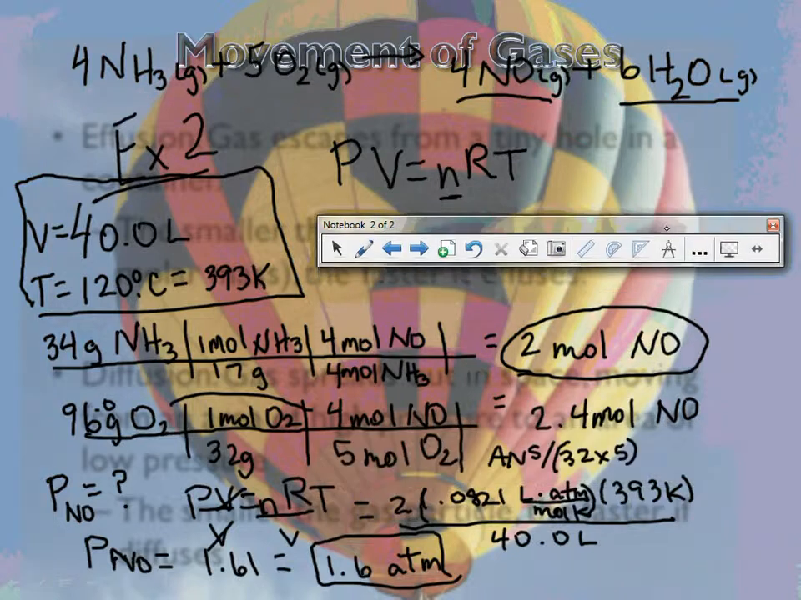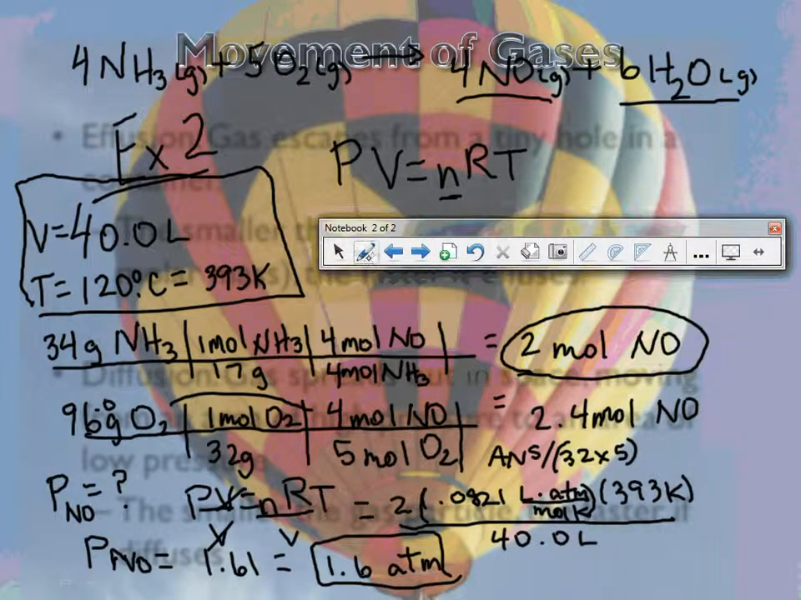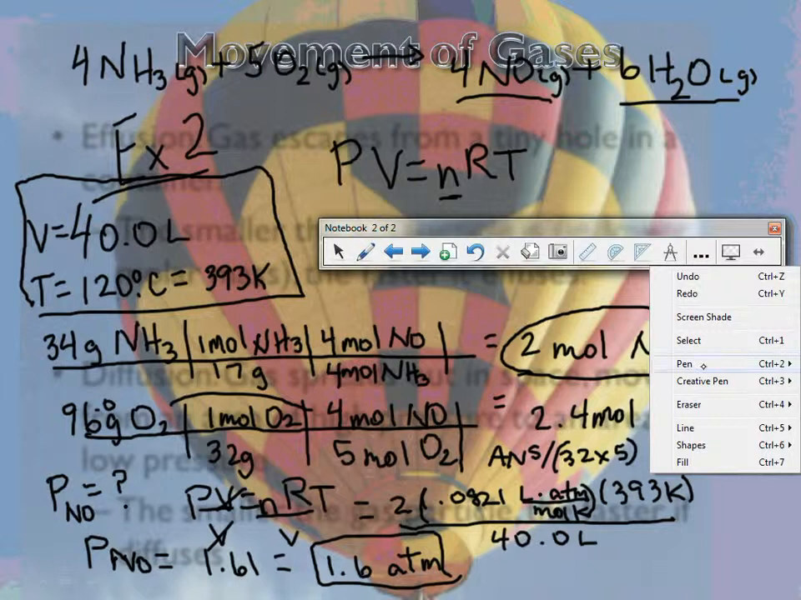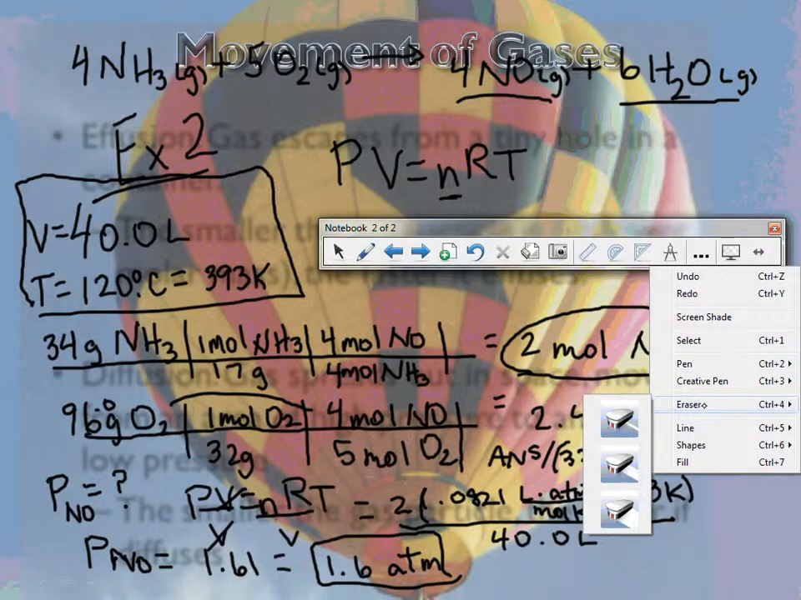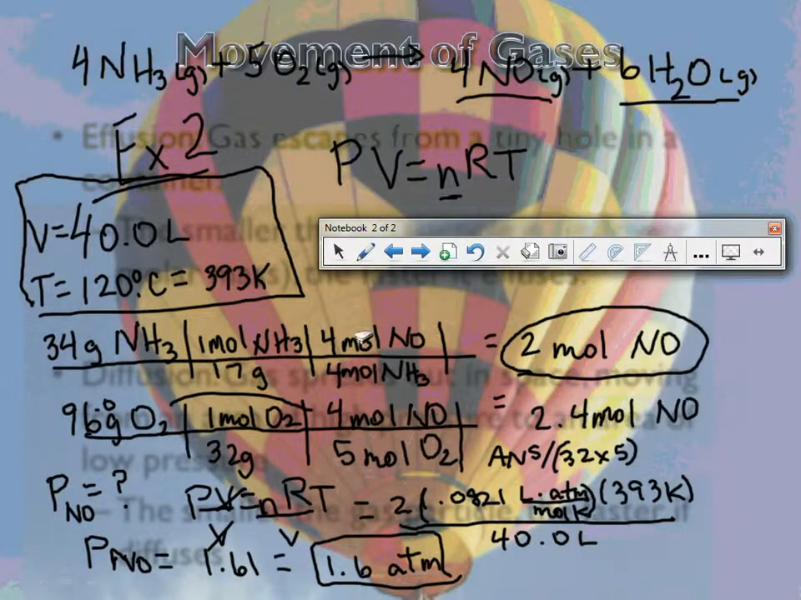All right, so how would we go about solving for the total pressure? We would do the same thing, the limiting reagent problem, only now we know which one is the limiting reagent. Let's change the pen to green. We want to keep that 4 on the top.